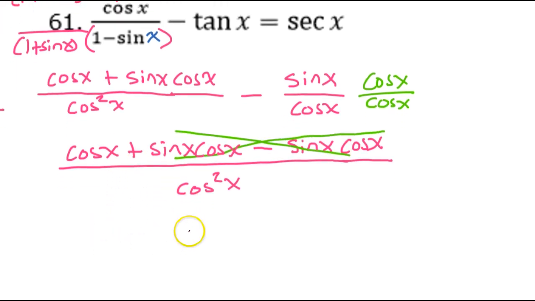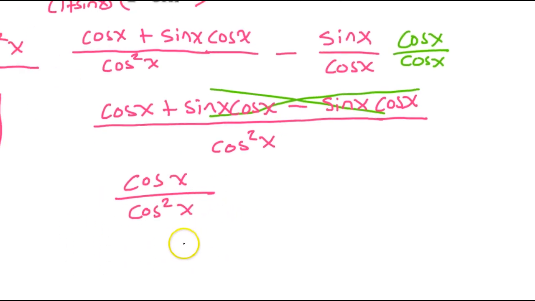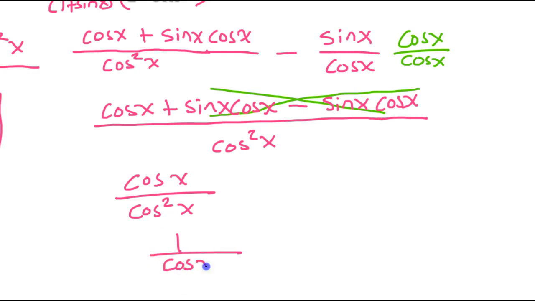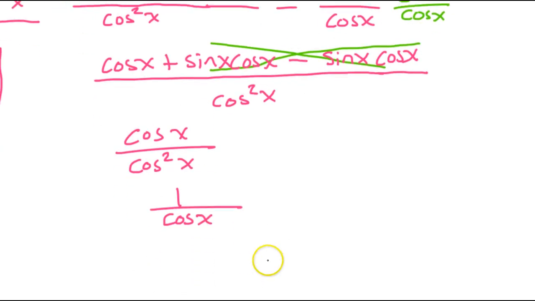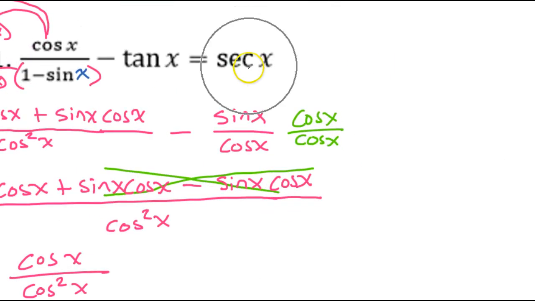So that is going to leave me with cosine x over cosine squared x. So these cosines are going to cancel out. So that will leave me with 1 over cosine x, which of course is the definition of secant x, which I'm pretty sure was the target. And there you go.